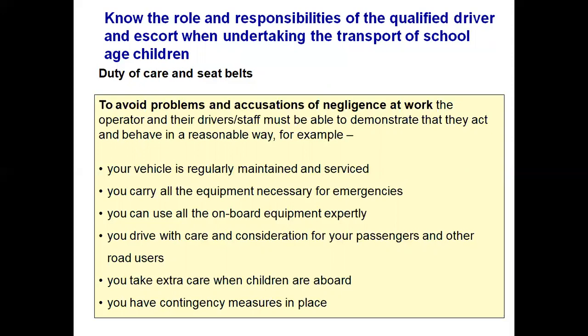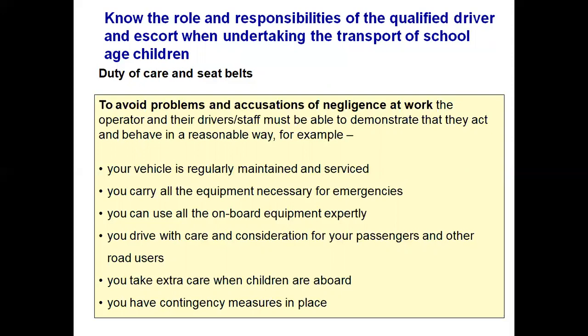Familiarize yourself, for instance, with the fire extinguisher. Also, train your escort or assistant on how to use the fire extinguisher. You must drive with care and consideration for your passengers and other road users. You have children on board, so you must take extra care. You must have contingency measures in place.